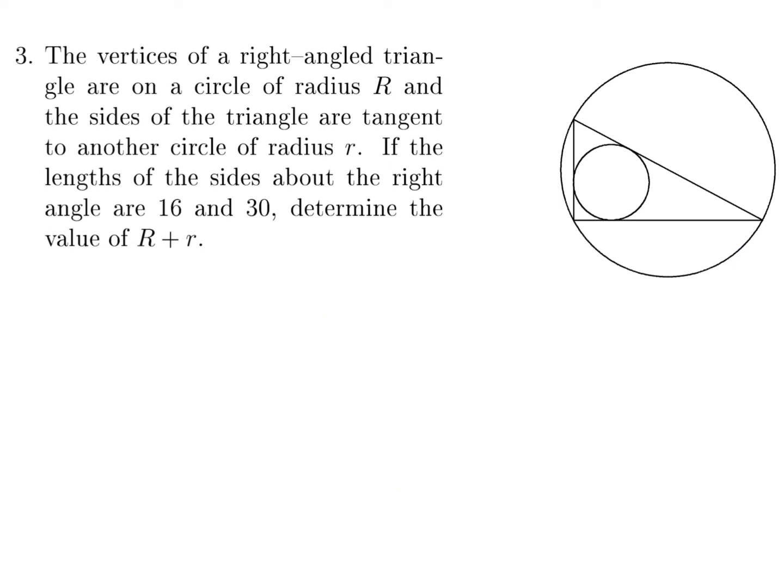The vertices of a right-angled triangle are on a circle of radius R, and the sides of the triangle are tangent to another circle of radius small r. If the lengths of the sides about the right angle are 16 and 30, determine the value of big R plus small r.